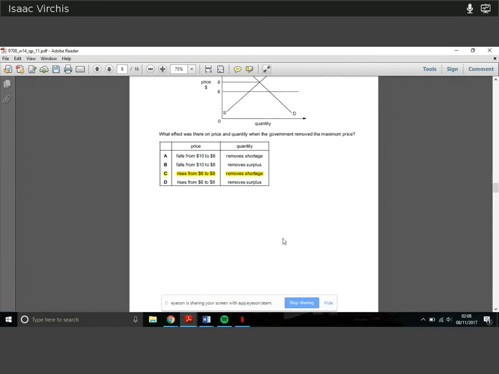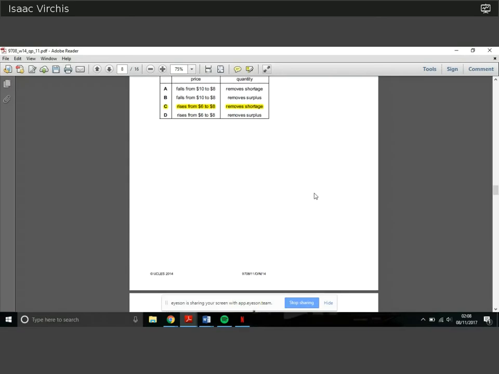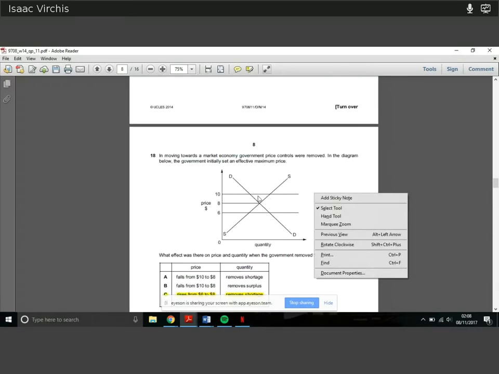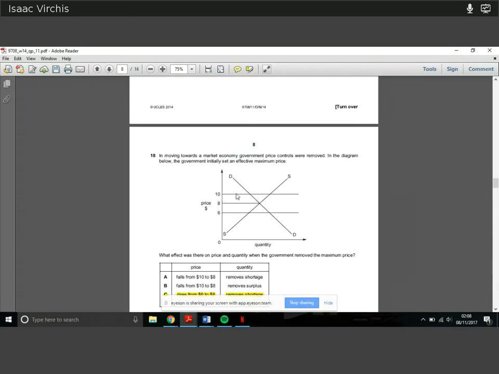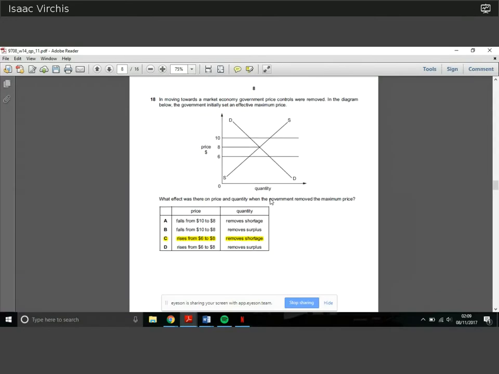Apologies for the confusion between that term and minimum prices. Remember here, 10 would be a minimum price. You're trying to get firms to charge above that point in order to basically create reduced demand for a product.